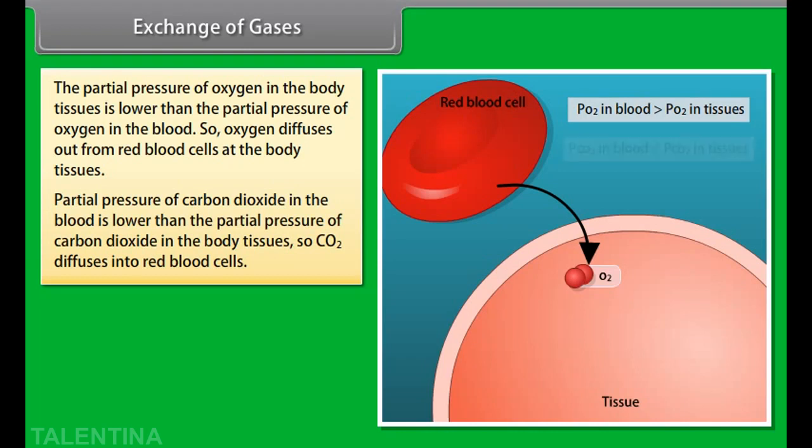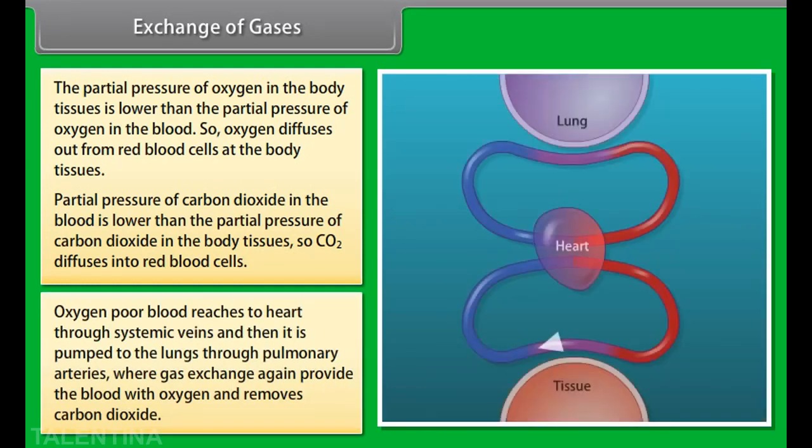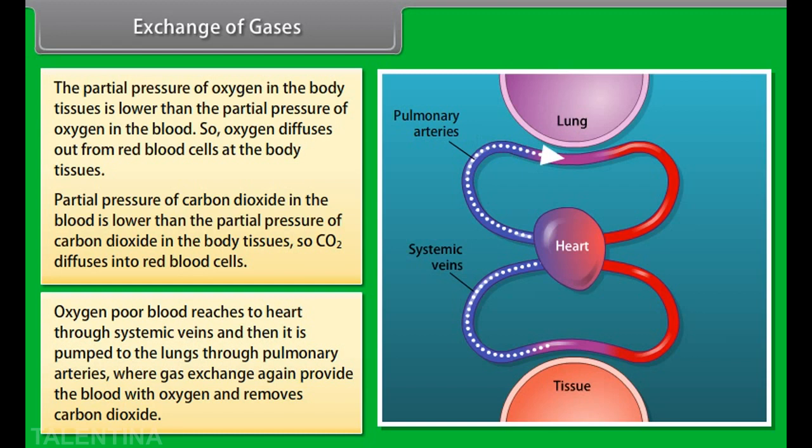Partial pressure of carbon dioxide in the blood is lower than the partial pressure of carbon dioxide in the body tissues, so CO2 diffuses into red blood cells. Oxygen-poor blood reaches the heart through systemic veins and then it is pumped to the lungs through pulmonary arteries, where gas exchange again provides the blood with oxygen and removes carbon dioxide.